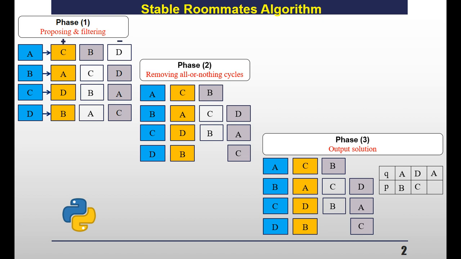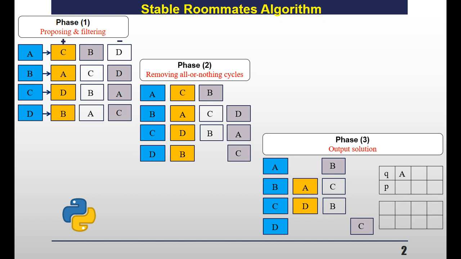We can reject A and C. So go to the preference list of A and remove C. When we remove or reject, we reject symmetrically, so remove A from C. We reject D and B. So go to the preference list of D and remove B, and go to the preference list of B and remove D. We repeat this matrix until every user has one choice.